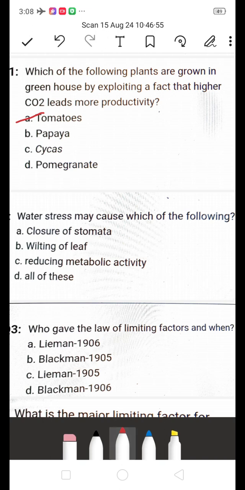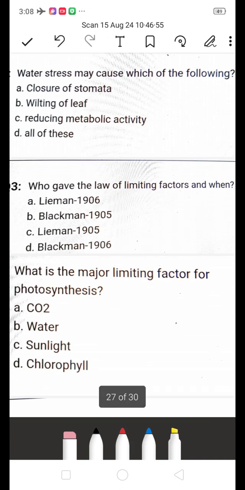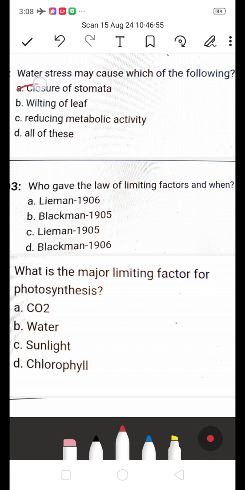Next, water stress may cause which of the following? Is it the closure of stomata, wilting of leaf, or reducing metabolic activity? All of these, which is the right answer? Water stress may cause closure of stomata. This is the right answer. When the stress signal reaches the leaves, it causes closure of stomata. This is the right option.